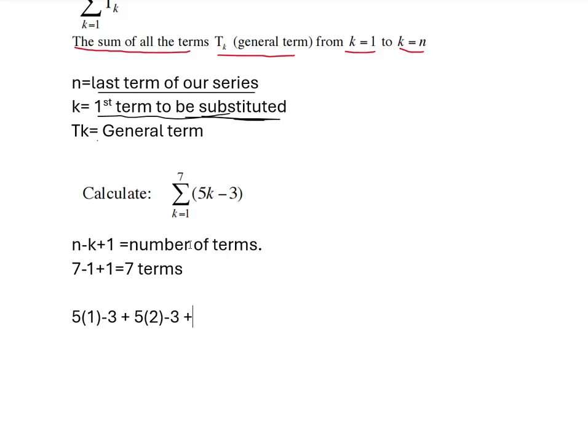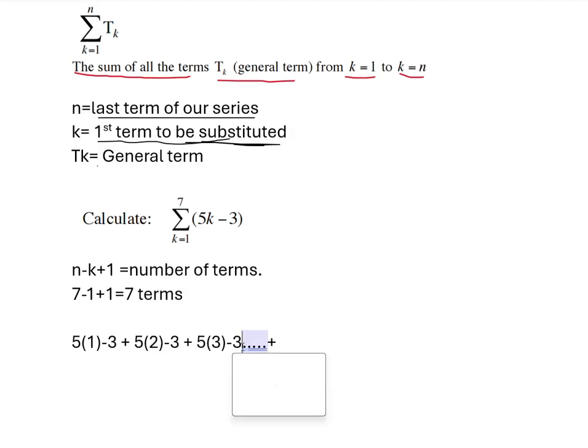Then you continue again. It's 1, 2, 3, going consecutively. Then it's 5 into 3 minus 3. Then if you want to find the last term, it continues. Let me add a plus sign here. Then if you want to find the last term, you say 5 into, what's the last term? You get it here. Our last term to be substituted is 7. So you just say 5 into 7 minus 3.